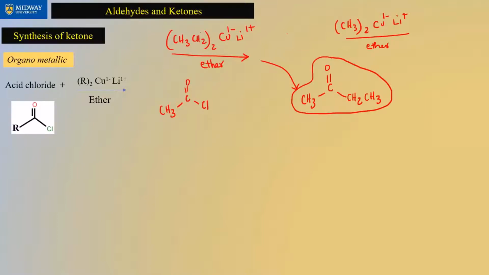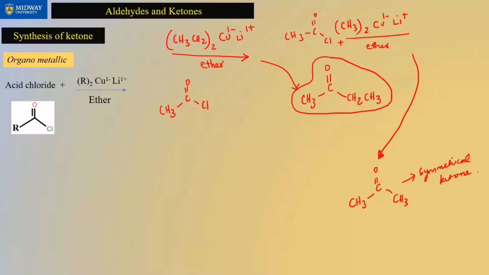Now what if it was CH3COCl, the same reactant, plus this? The product would be, again, we have only two CH3, so we use only one of that. The major portion of the reactant is the same, and just replace the Cl with the CH3. This is called a symmetrical ketone because groups on either side of the C double bond O are the same. This is an asymmetrical ketone, meaning the groups on either side of the ketone are different.